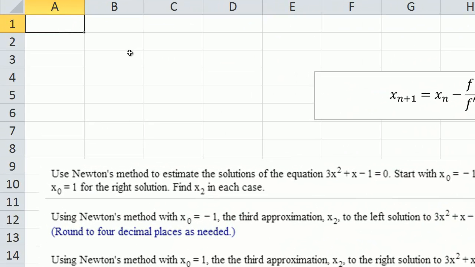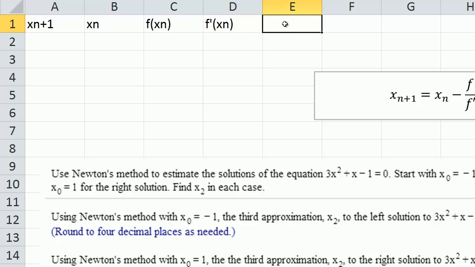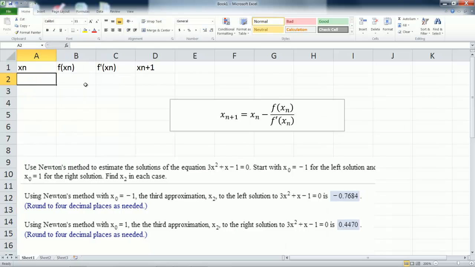So what I do is I set up these cells and I'm just typing in x sub n plus 1, x sub n, f of x sub n, and then f prime of x sub n. And so what I end up doing is then just reusing this value, so that'll be my x sub n plus 1, that'll be this value right here, and then I end up using that for the next line. So let's start with the left.